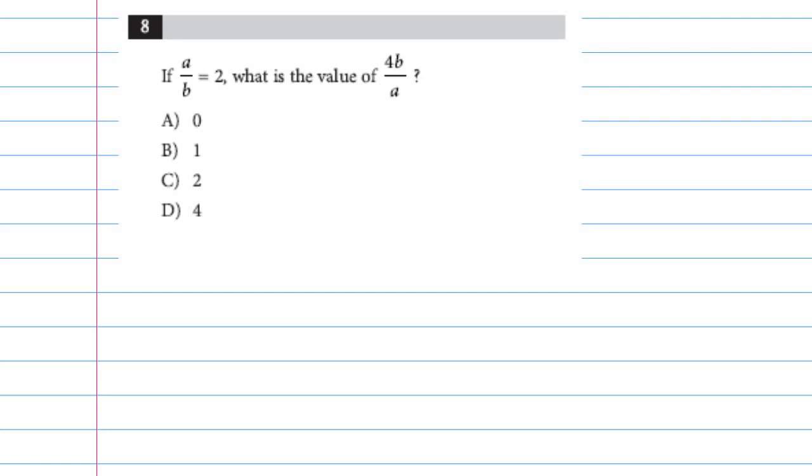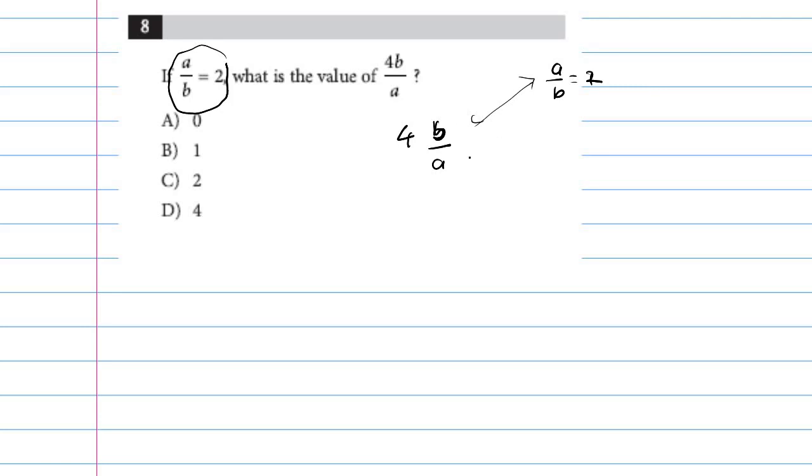Some information would be enough to solve this, which is this information here: a over b equals 2. Okay, so let's see how we can solve this. The idea is that you want to find the value of 4b over a, right? If you write it like this, do you see a relationship between b over a and a over b? So you have a over b equals 2. Do you see any relationship between these two?